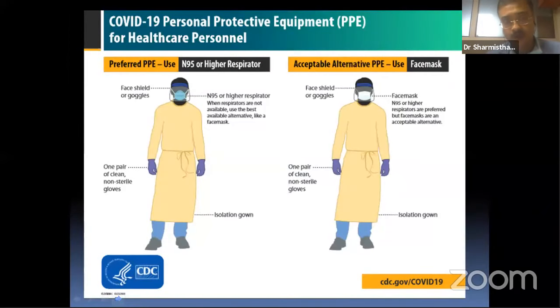Now this is how it looks. It can be a preferred N95, an alternative PPE, or a respiratory face mask. So it should look like this. You can have a mask with a face shield, a full gown which at least covers the leg part, a shoe cover, and also one pair of sterile gloves. So this all together is the total PPE protection in general.